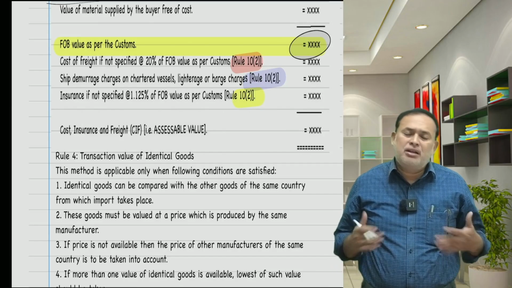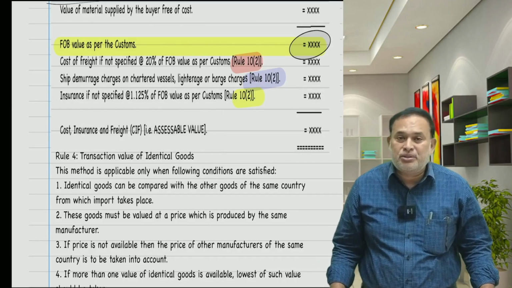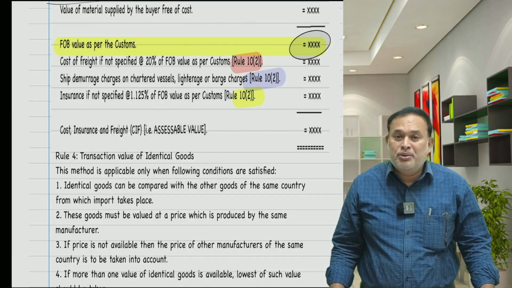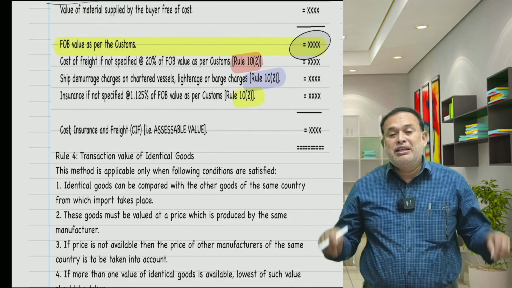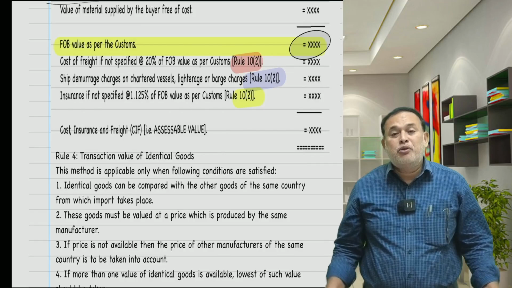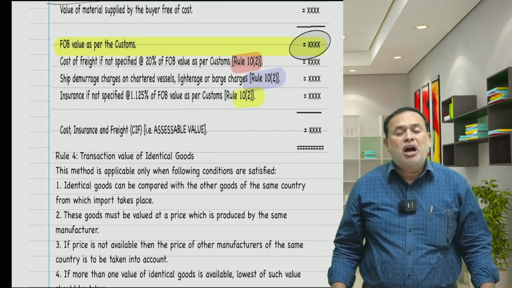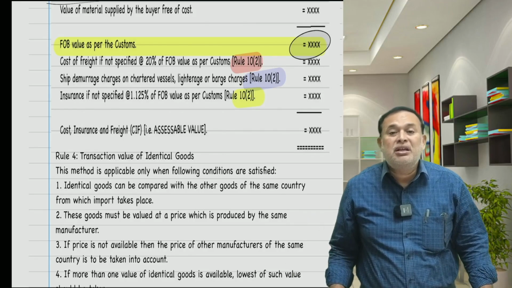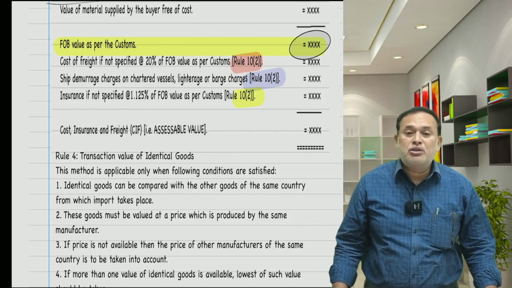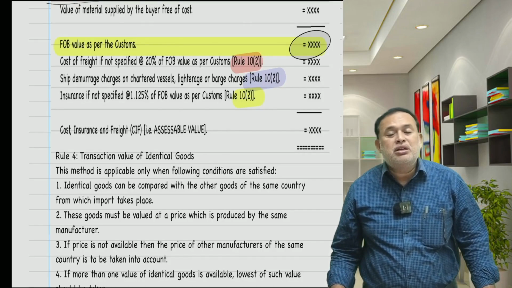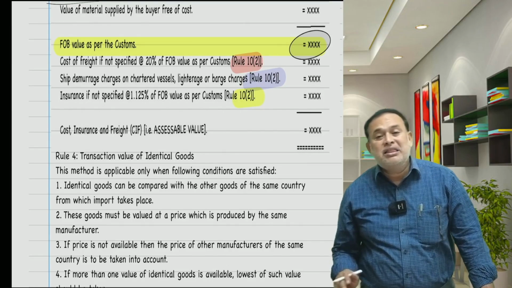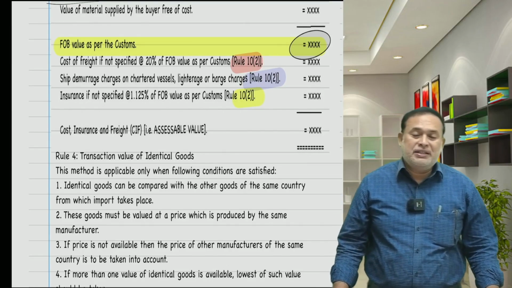If nothing is given, apply 20% on the FOB value of customs. Do not apply freight 20% on FOB value of exporter. FOB value of customs should be considered. How does the FOB value of customs come into the picture? After adding rule number 10(1) expenditure to the FOB value of exporter, you will get FOB value of customs. On that value, you apply 20%.